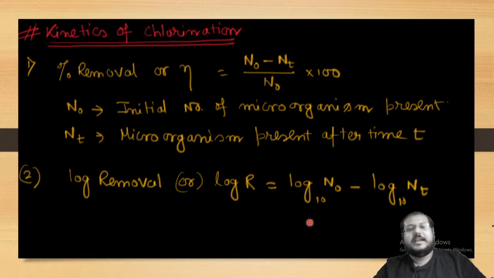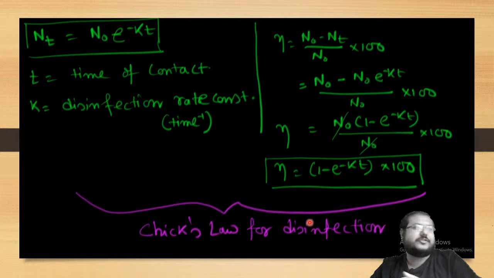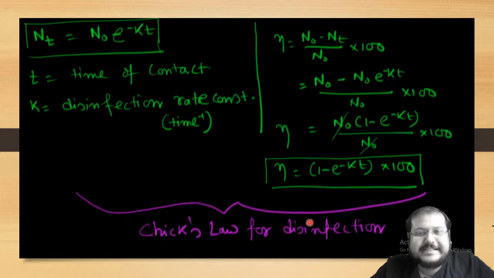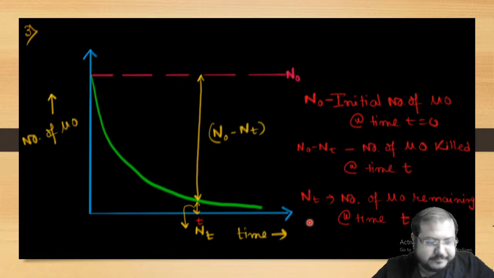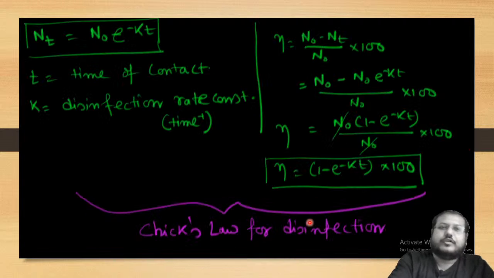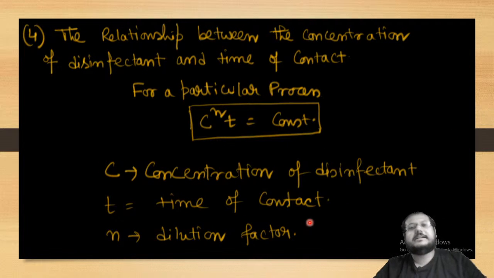First equation is the efficiency equation. Second equation, another form, is log R. Third is the plot, which represents Fick's law for disinfection. And the fourth one is the relationship between the concentration of disinfectant and time of contact: C to the power n into t will be equal to a constant.